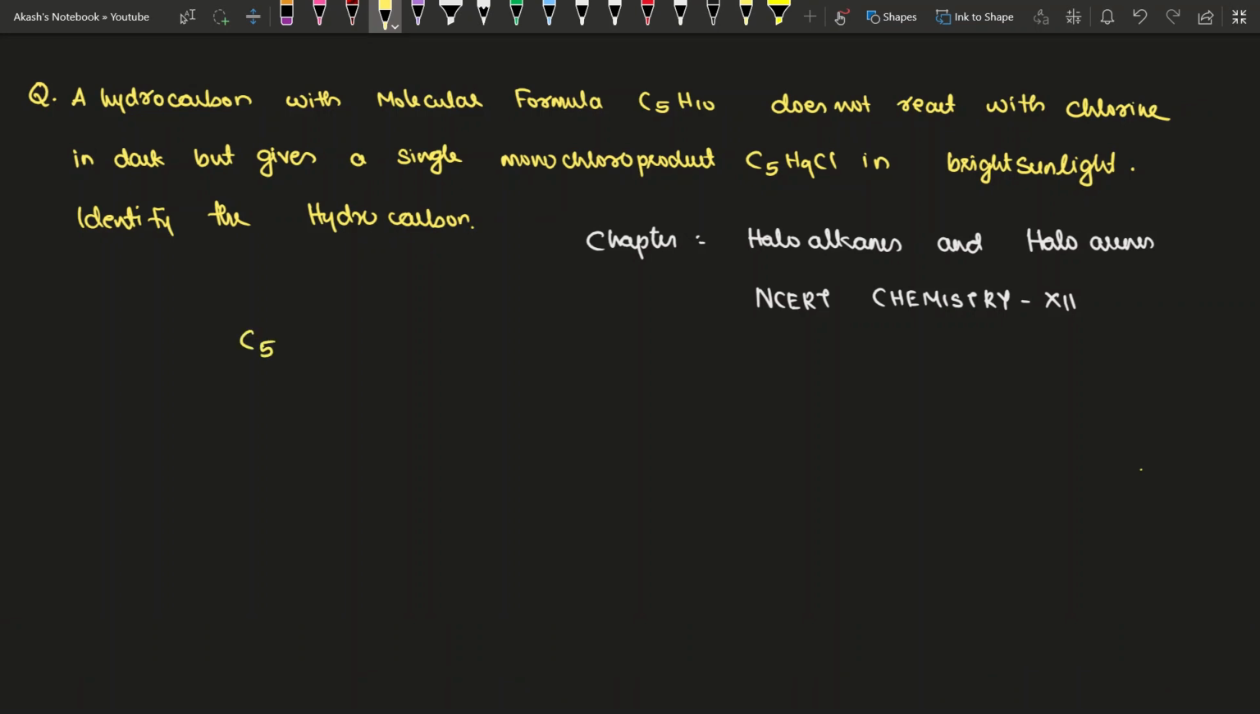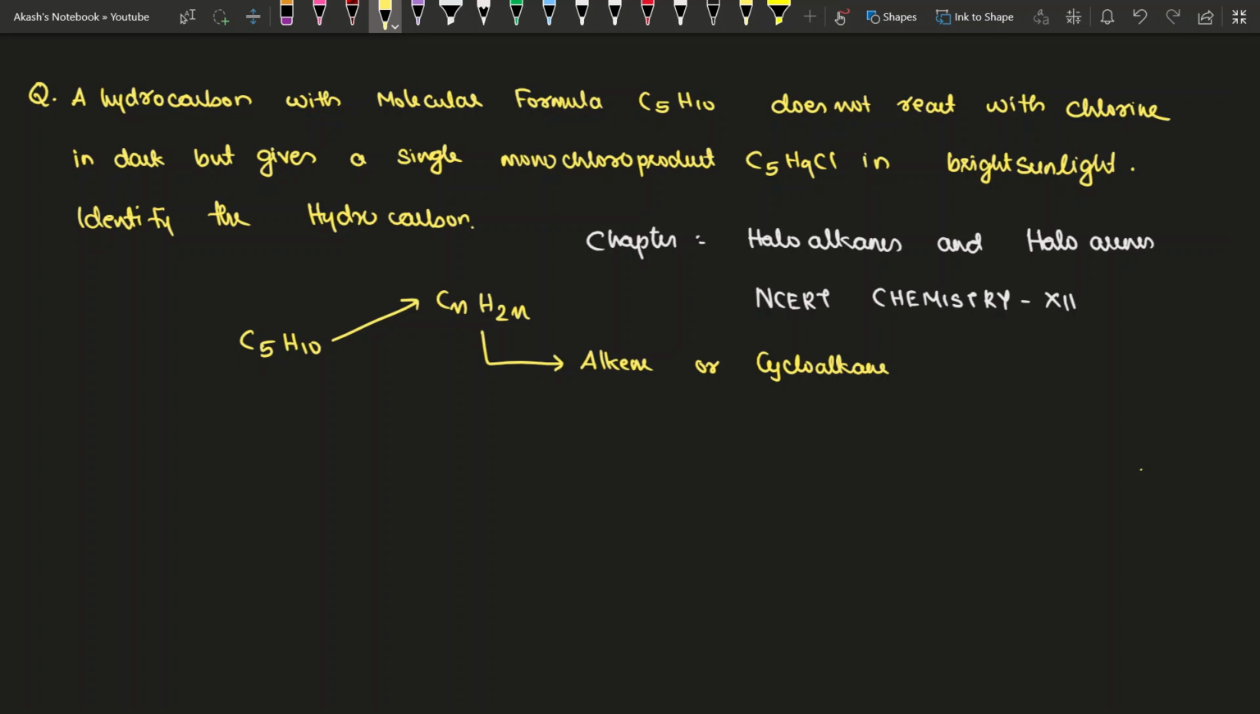So we have a hydrocarbon with molecular formula C5H10. We can identify that it fits the basic formula CnH2n, since 5 into 2 is 10. CnH2n is the basic formula of either an alkene or a cycloalkane. So we have these two possibilities for this molecular formula.